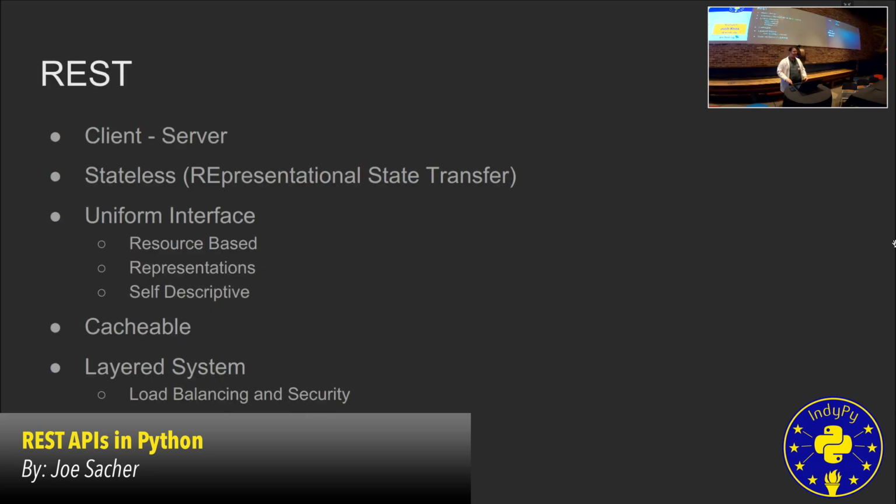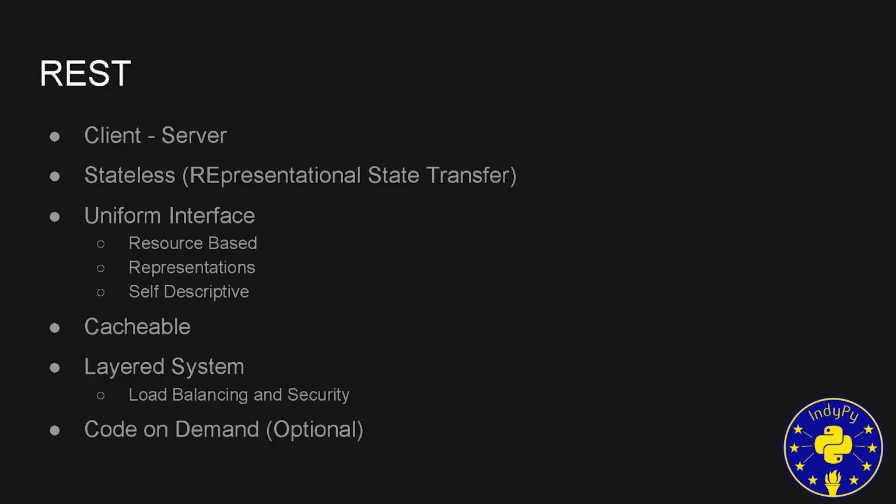REST has 6 constraints on it. It's a client-server setup. It's stateless. The actual acronym stands for representational state transfer, and so each interaction is using a state and passing it along. If anybody worked in the early web where you had a session variable and you maintained the client state, then when you started replicating the servers, getting the state replicated was just a nightmare.